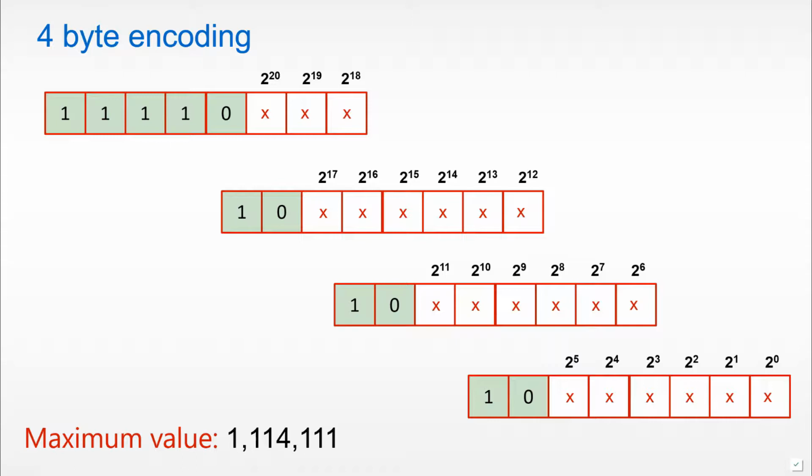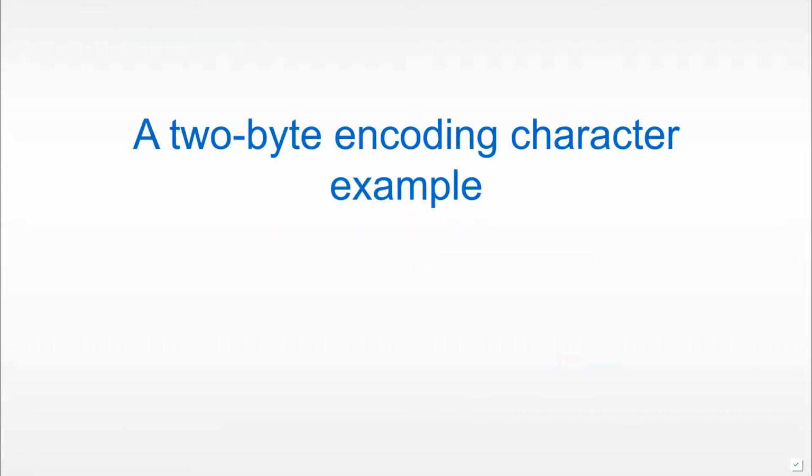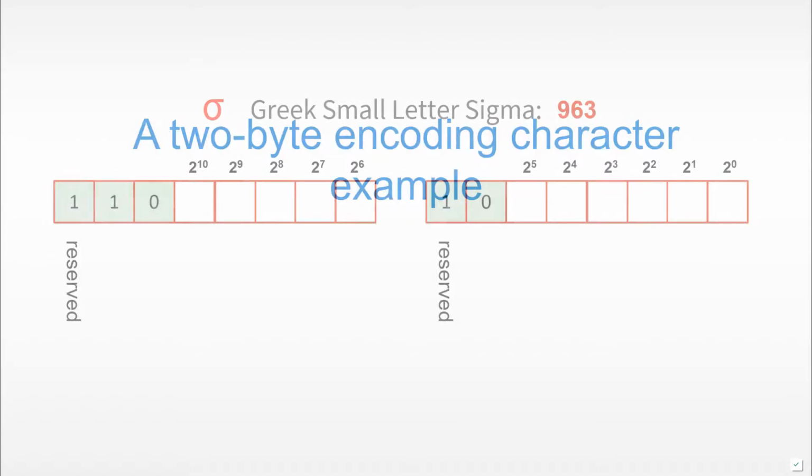This is very neat because even if we end up starting at a random location inside of a stream of bytes, as long as we see a 1 and a 0 in the beginning of a byte, we would know that we are in the middle of a character, and all we need to do then is go back to the beginning and we can piece everything together so that we can start understanding how the encoding works, which is very powerful. Let us go through a 2-byte encoding example of the Greek small letter sigma.